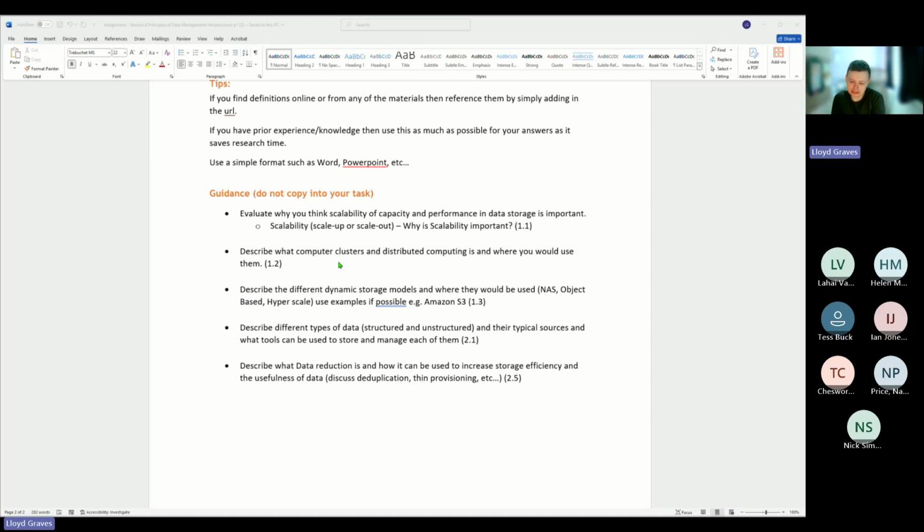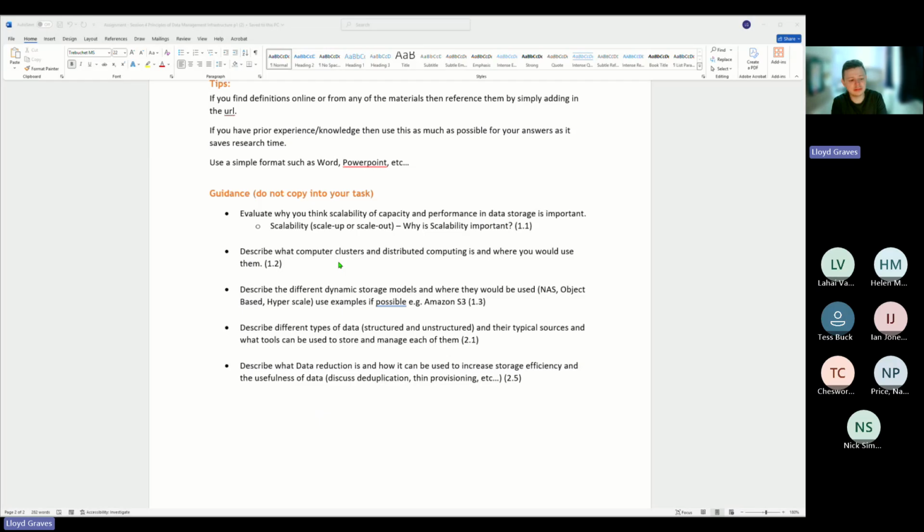So what are computer clusters? And then what are the types of organizations that might use them? What do they use them for? So we talked about medicine using them in machine learning and things like that. Aerospace for simulations, and have a look at what other examples you can find. If you do a bit of additional research, you can find lots of information on it.